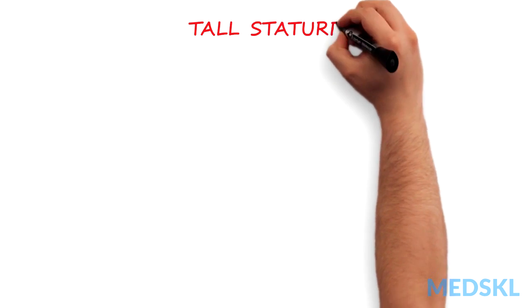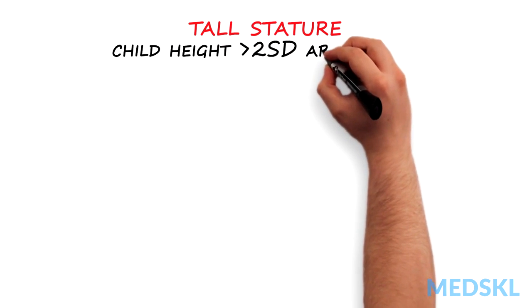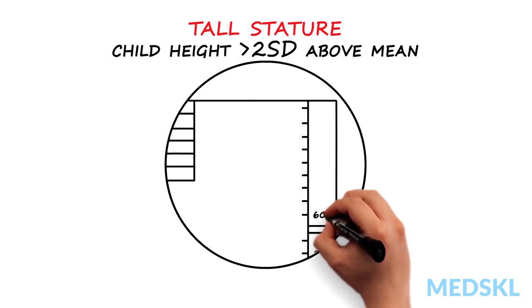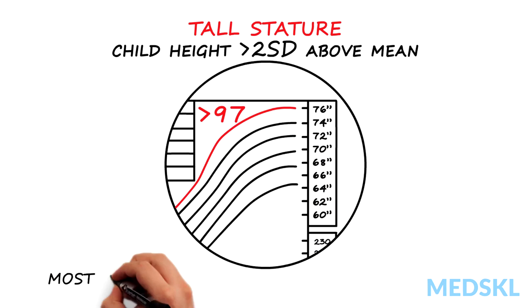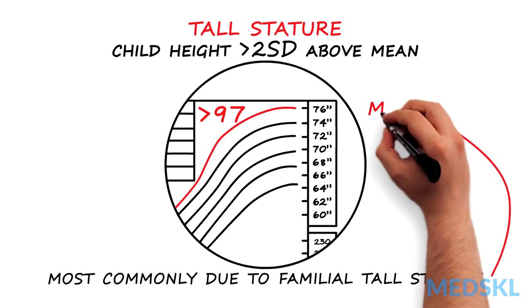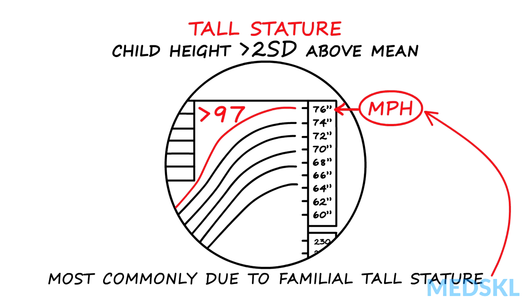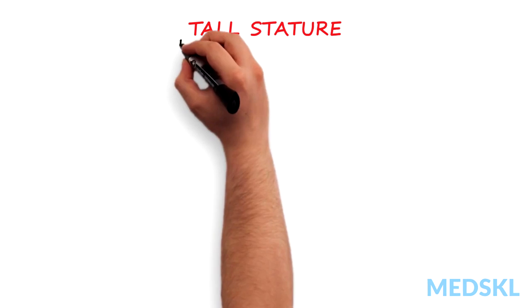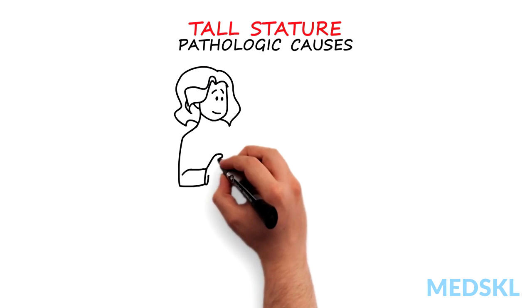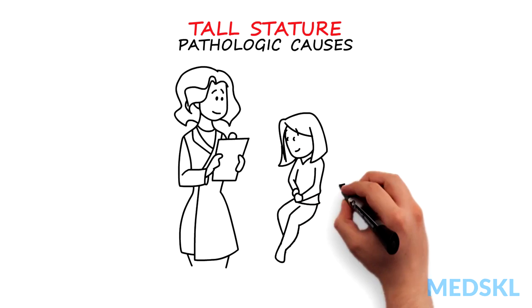Tall stature is defined as height greater than 2 standard deviations above the mean. Most commonly, this is due to familial tall stature, and the growth curve should be concordant with the mid-parental height. The pathologic causes of tall stature often have features seen on physical exam.